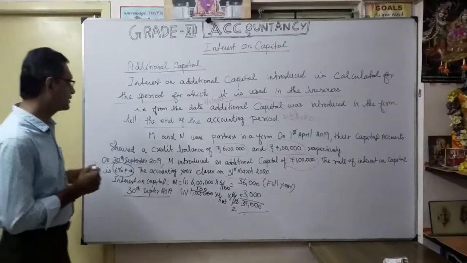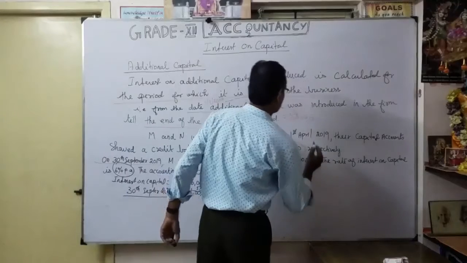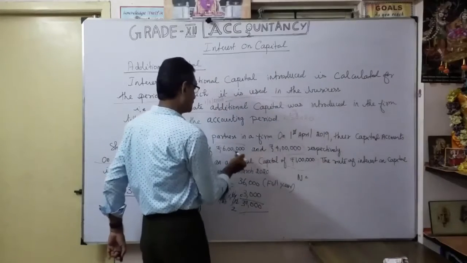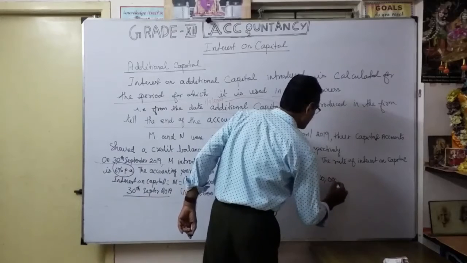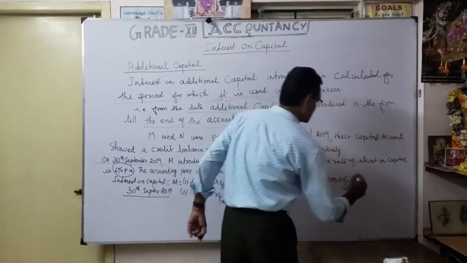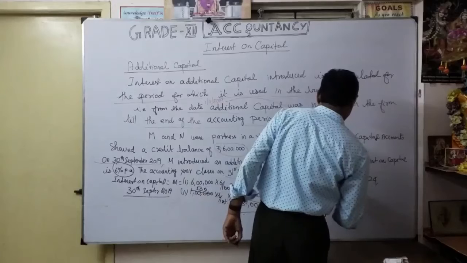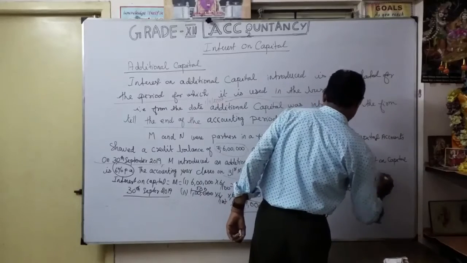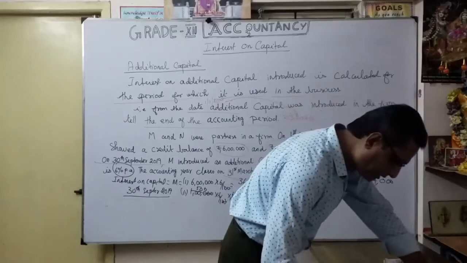Now coming to N. Okay, N is very easy. What is N? Very simple. Whatever the balance is, only 4 lakhs. So 4 lakhs into 6 by 100. How much? 24,000. Correct. 4 sixes are 24,000. Okay, that's the understanding here.